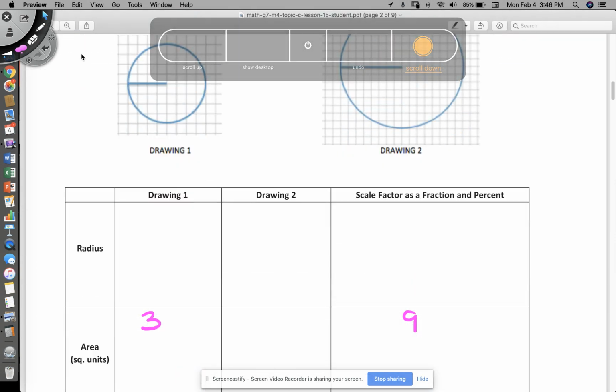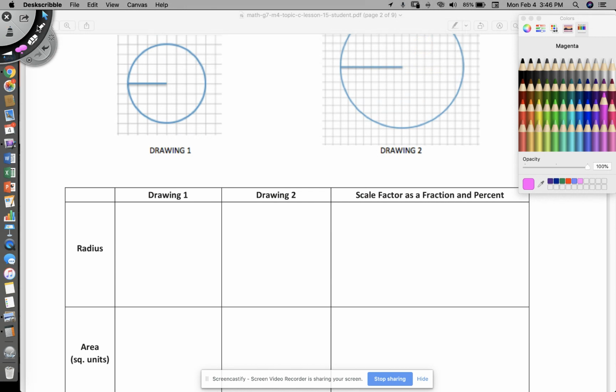So we have some circles here, and we have a radius. We're going to count this out. We have 1, 2, 3, 4. We have a radius of 4 here. And 1, 2, 3, 4, 5, 6, 7, 8. A radius here of 8. So drawing 1, radius of 4. Drawing 2, radius of 8.